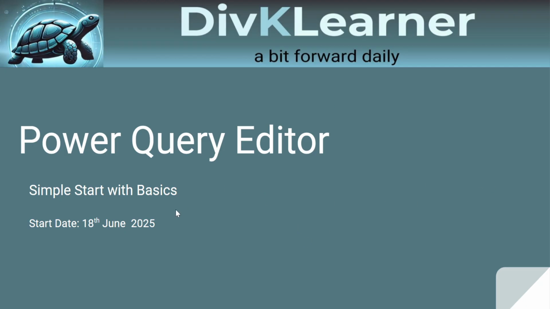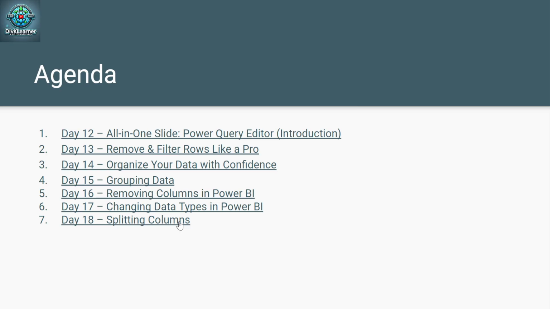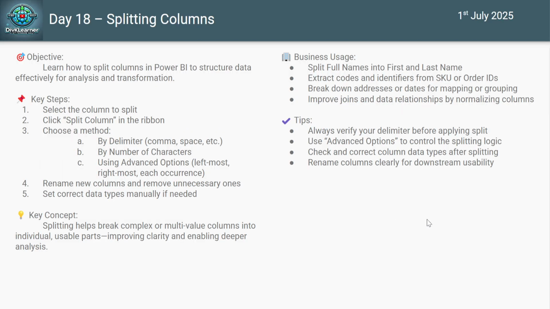So today's topic is how you can split columns into multiple columns or multiple parts. Whether it is names, product ID or code, Power BI makes it easy to split columns by delimiter, fixed length or fixed character length, or even using advanced logic. We'll walk through splitting by delimiters like space, comma, or hyphen, using character count to split consistently, and also some advanced options like leftmost or rightmost split.